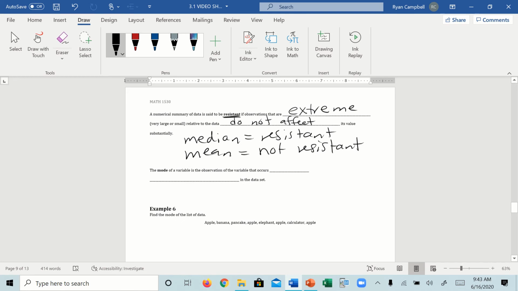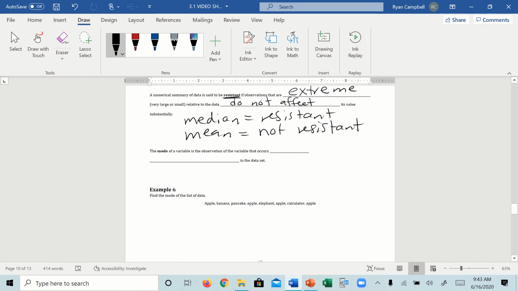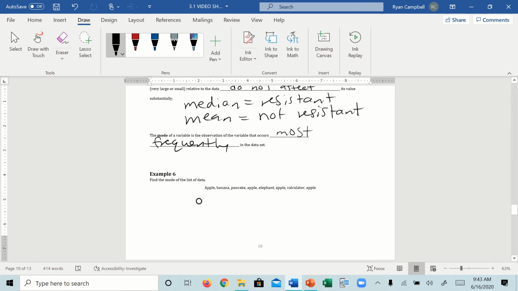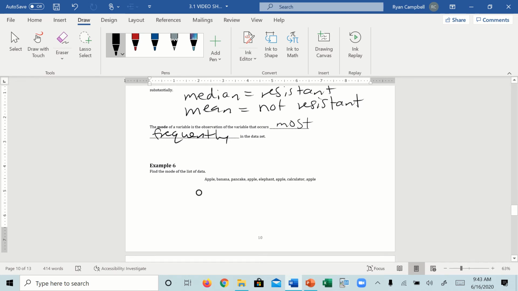All right, last thing we'll talk about for the center, we're going to talk about the mode. So mode just means the one that occurs the most frequently. As one of my teachers said at one point, mode means most. So it's the one that occurs the most often. It's also the only one that can be used with qualitative data. So if we look at this, what is the mode of this data? Apple, banana, pancake, apple, elephant, apple, calculator, apple. Well, the mode is obviously apple. That's the one that occurs the most often. It occurs 4 different times.